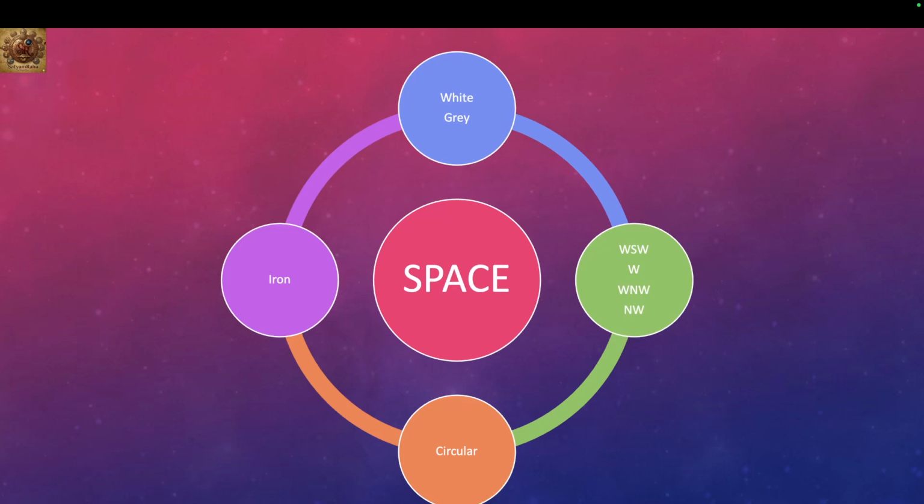Similarly, for the space element, white color or gray color. You can remember it with the sky. So white color, gray color is represented by space. West of southwest, west of northwest, and northwest are ruled by the space element. Any kind of circular object is represented by space, and iron is the metal actually connected to your space element. You will find many connections. These are simply dots that we are plotting on a paper. When we connect them, you will understand why these things actually work.